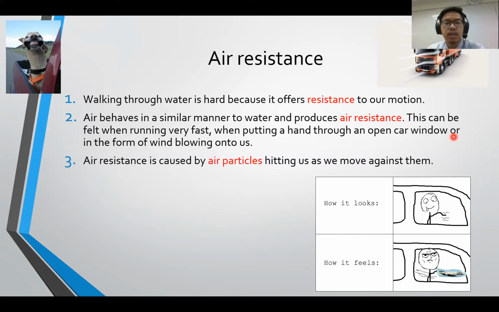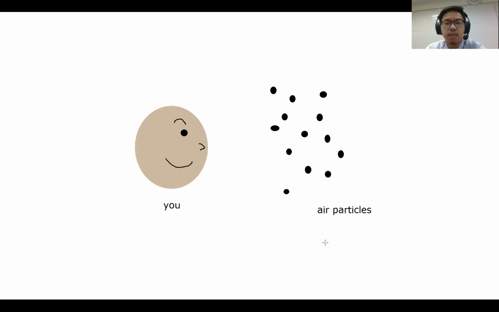Where does air resistance come from? Air resistance comes from air particles hitting us as we move against them. Let me explain. Imagine these black dots that I've drawn here are the air particles, and on the left side here, this is you. Let's say you are running. When you are running, you are moving through the air particles and you can feel the air particles colliding onto your skin or onto your body.